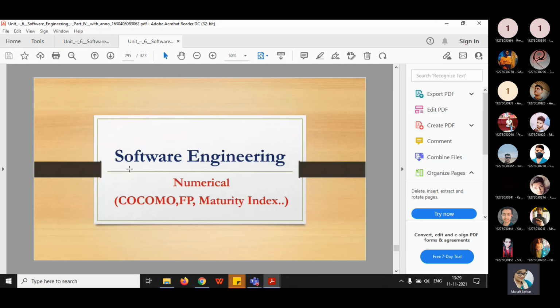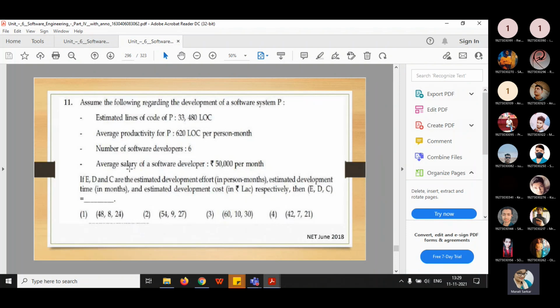So now, software engineering numerical based on COCOMO, finding function point and maturity index. Okay, so for COCOMO, just see here, this is an example. We have discussed the theory. Now it's time to discuss the numericals of COCOMO.